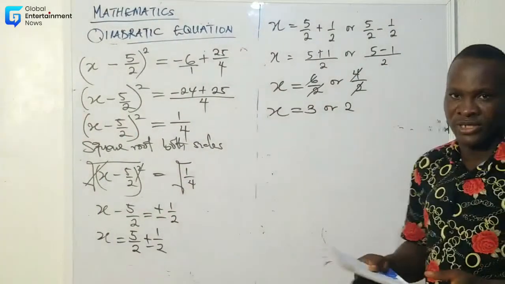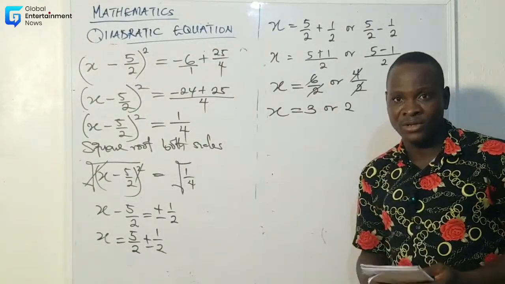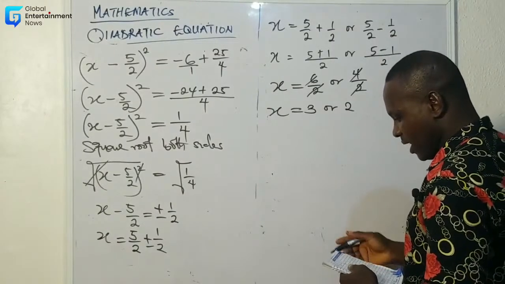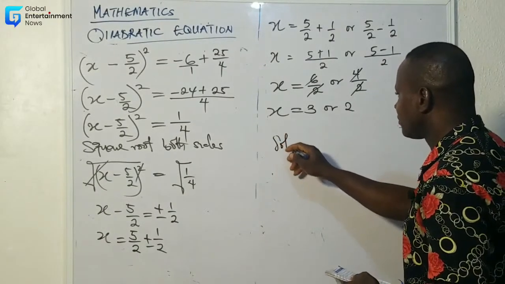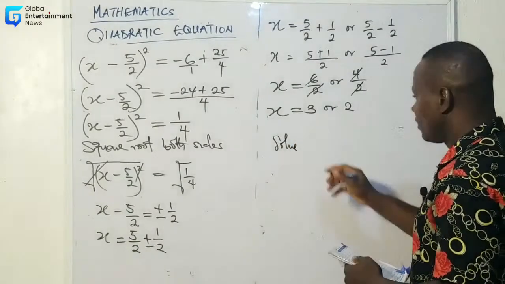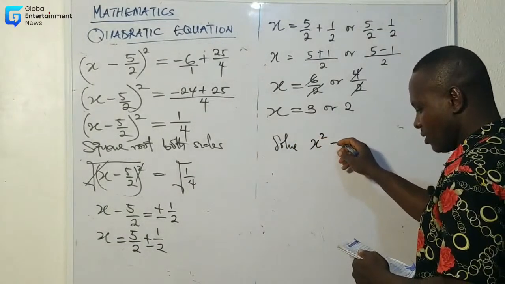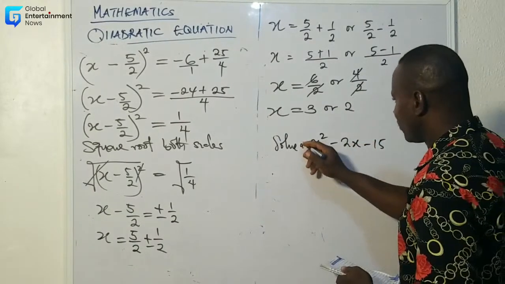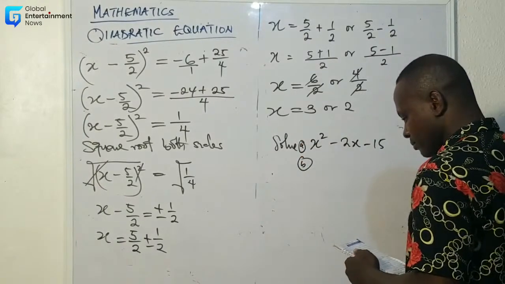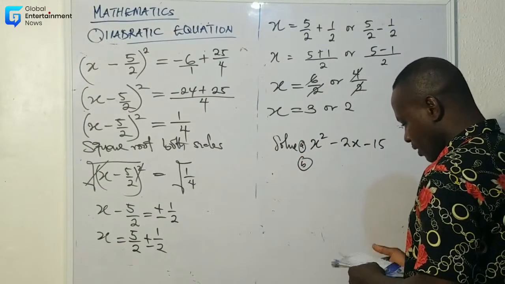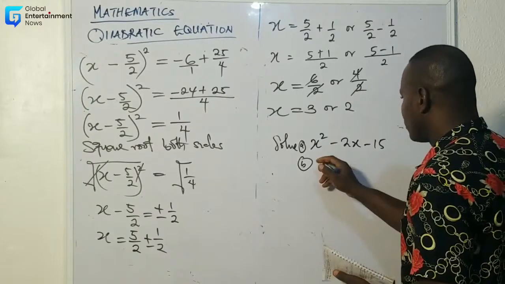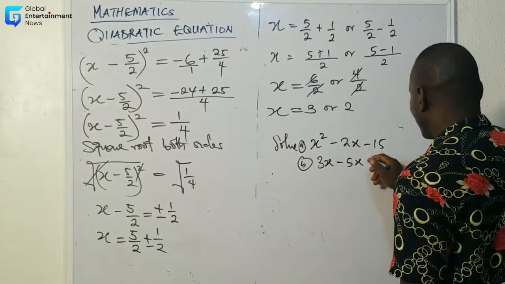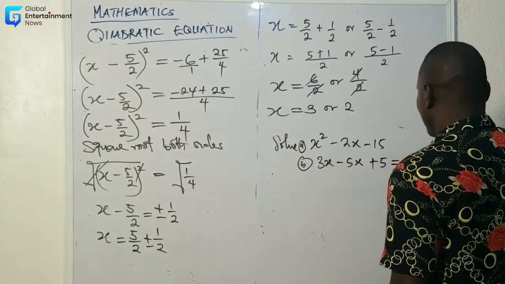Now, let me give you what you are going to do. And once you finish, please drop your answer at the comment section. Now, looking at this, I want you to solve this one. Solve quadratically. We have x squared minus 2x minus 5. That is the first one. The second one, we have 3x squared plus 5x plus 5 is equal to 0.